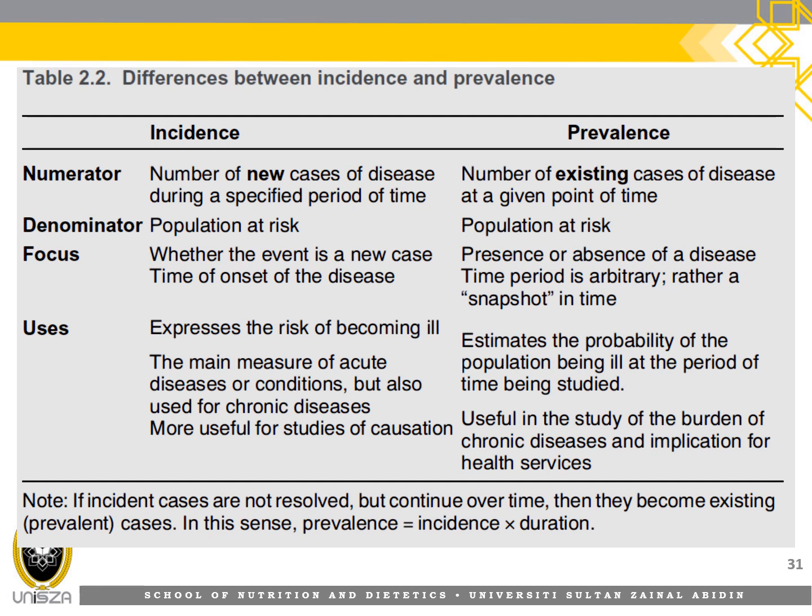The focus for incidence is whether the event is a new case and the time of onset of the disease. Meanwhile, the focus for prevalence is the presence or absence of a disease, and the time period is arbitrary, rather a snapshot in time.